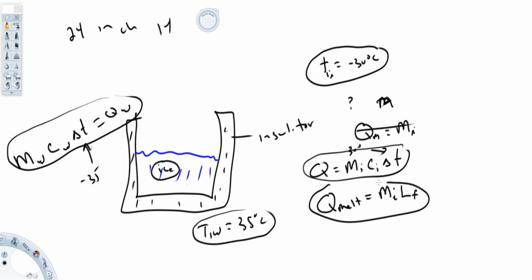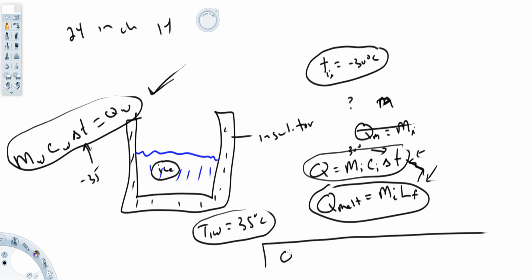Now, if the sum of these two numbers is bigger than this, it means that, whoops, actually let me back up. If this thing is bigger than the sum of these two, it means that the ice is in fact going to melt, and I'm pretty sure that's probably going to be the case. So now we can write an equation here for that. When it's all said and done, we're going to have the heat term for the water plus the heat term for the ice should add to 0.